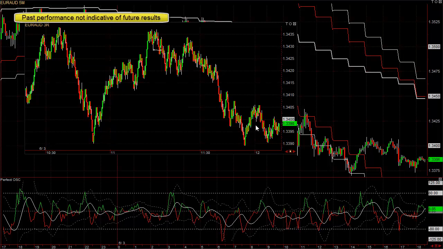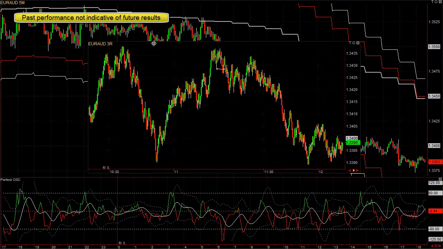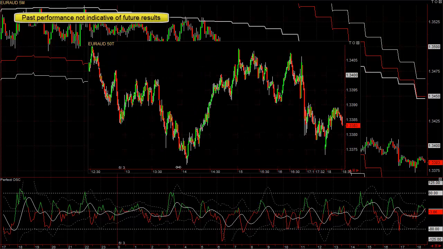You're never going to catch every pip. Let's just say you get out at 3,405. You're short at 25. You just made 20 pips on that trade. And that's a very realistic amount for that trade. And if you don't like range charts, you can use tick charts like 50 tick.